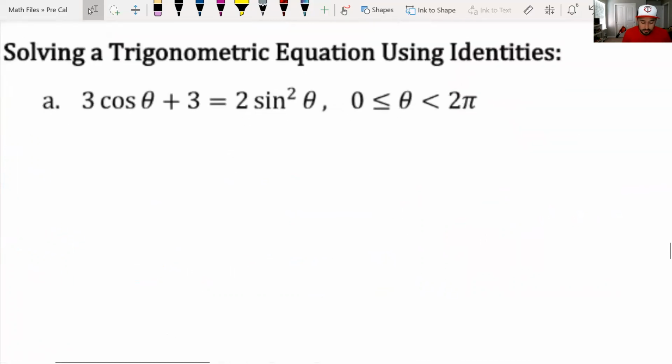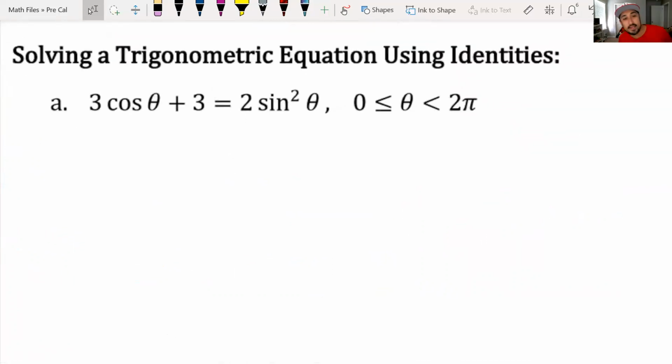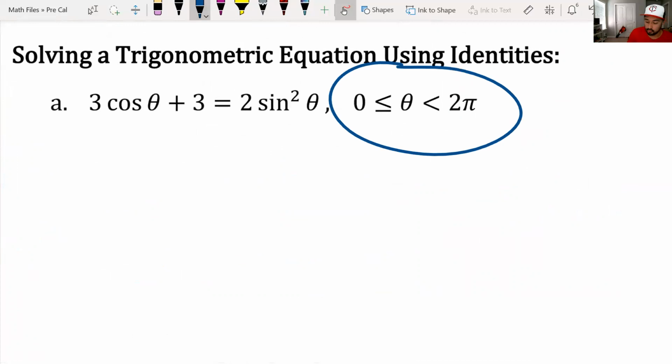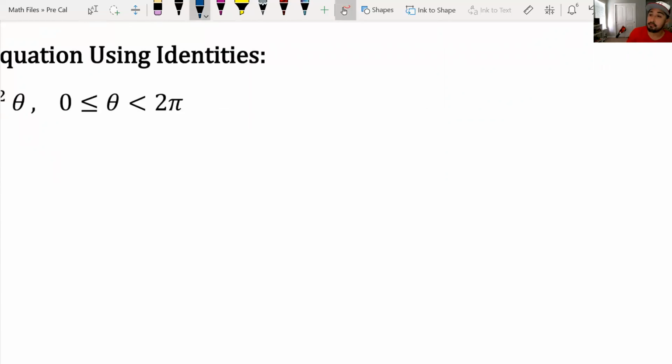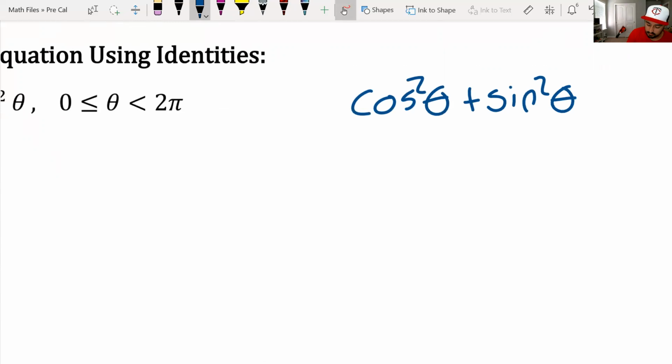So now solving trig equations using identities. Here we have 3 cosine theta plus 3 equal to 2 sine squared theta. Of course, we want all our values on the unit circle. So before we start, remember the big identity, the main one: cosine squared theta plus sine squared theta equal to 1.